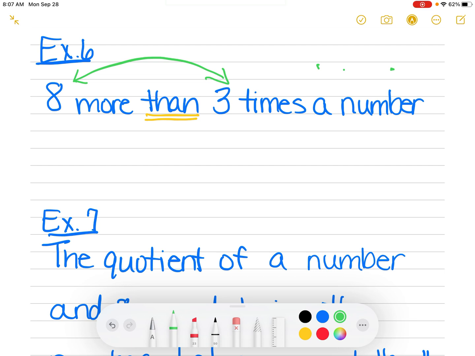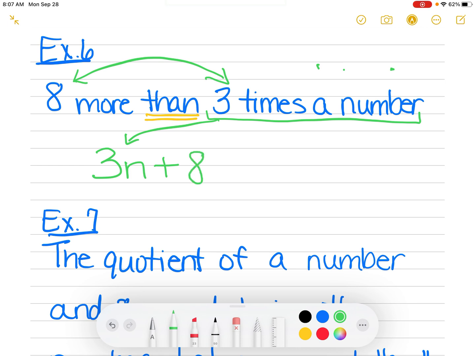So 8 more than 3 times a number means that the 3 times a number is actually going to come first. So I'm going to do 3 times a number, and then I'm going to do 8 more than after that. So more meant plus. Oops, that's not supposed to be a 3.